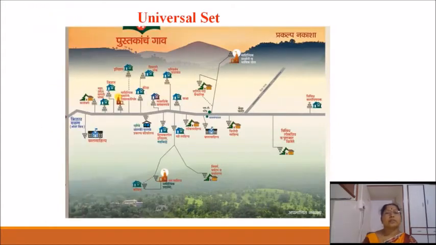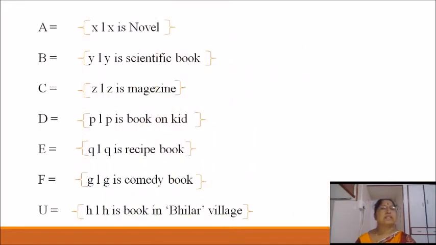Next concept, universal set. For that, let us see one picture. Pustakache Gaav, from Bhilar village. Here, all types of books are collected. Books on science, books on history, novels, books for kids, etc. Now, let us write the sets.